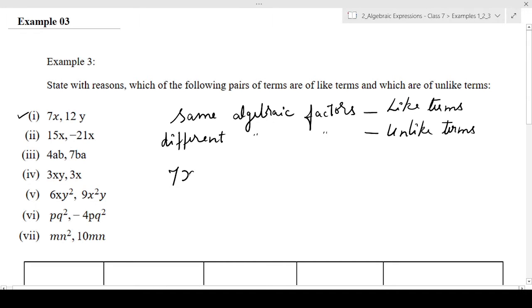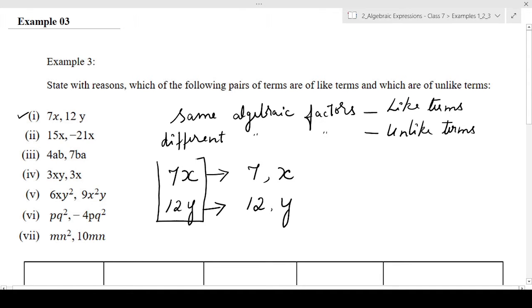So we have two terms, 7x and 12y. Now what are the factors of 7x? It is 7 into x. So 7 and x are the factors of 7x. What are the factors of 12y? It is 12 and y. Now the question is whether these two terms fall under the category of like terms or whether they are unlike terms.